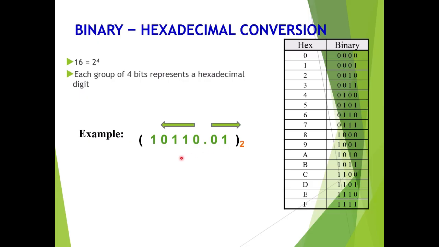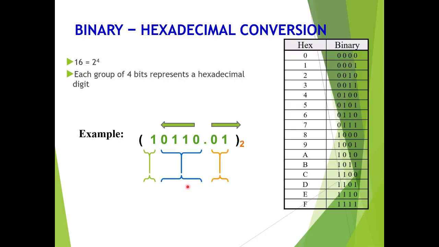10110.01. Here we have to group by 4 because each hexadecimal digit is represented by 4 bits. So 0110, the remaining part here, 1 is there, remaining we have to assume zeros. So this first part is 0110. For 0110, it is 6. So we have to write 6 as the answer.